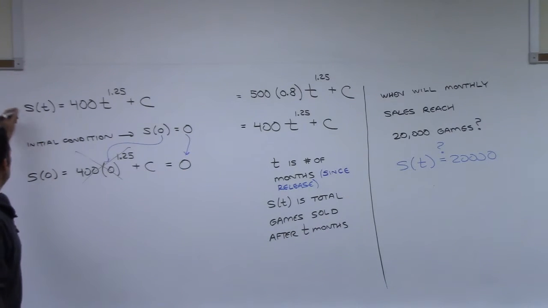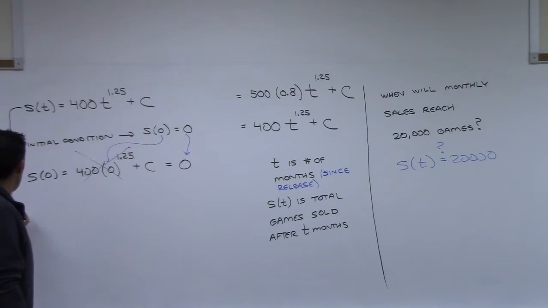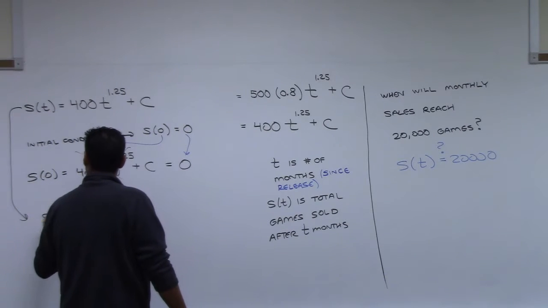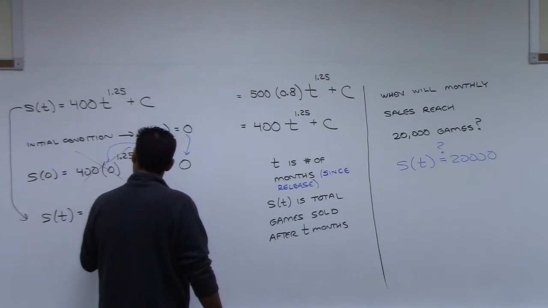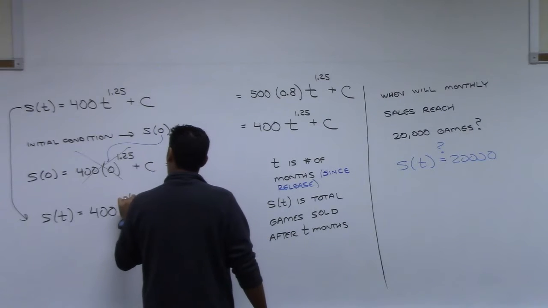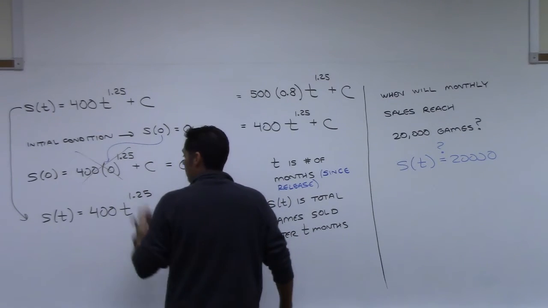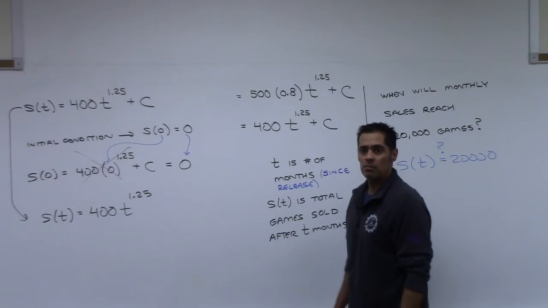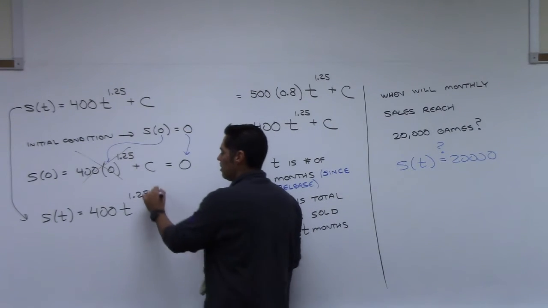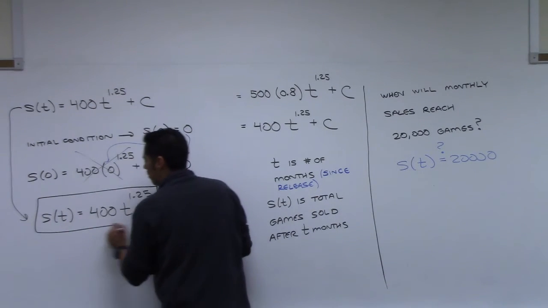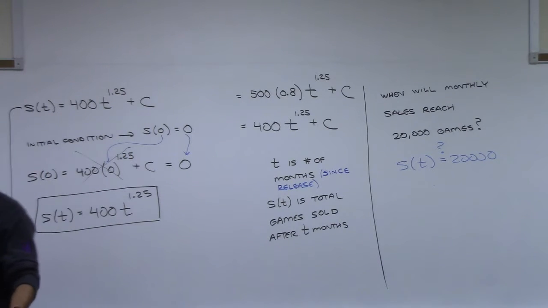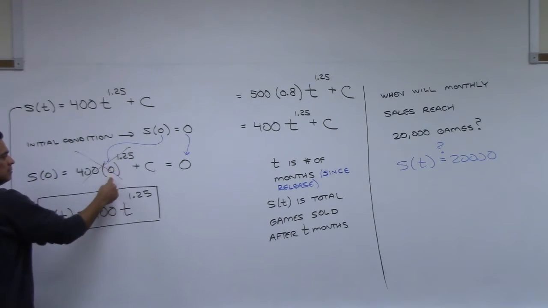And if c is 0, then this function simplifies really nicely to become s of t is equal to 400t raised to the 1.25. That's it, because c is 0. Plus what? Well, we said c was 0, so this is it. This is our sales function. That is it right there. Well, what's 0 raised to any power? 0, and then times 400 is still 0.